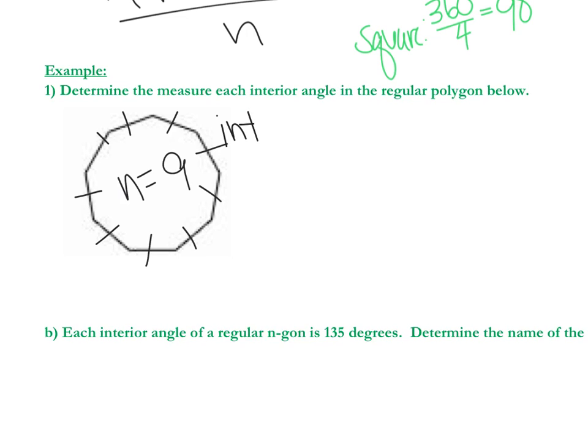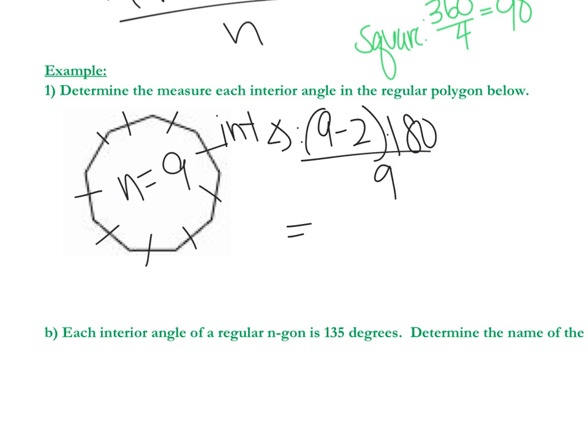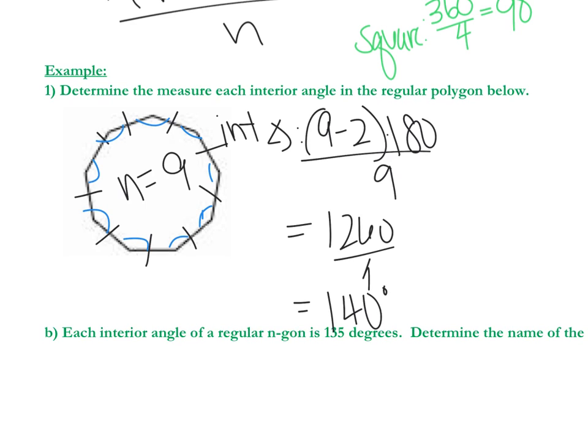So for an interior angle, we're going to take 9 minus 2 times that by 180 and divide by the number of sides, which is 9. So 1260 over 9, and that gives you 140 degrees. So that means each one of these angles, let's actually mark it, each one of these angles is 140 degrees. And they're all congruent, so that's why they all only have one arc.